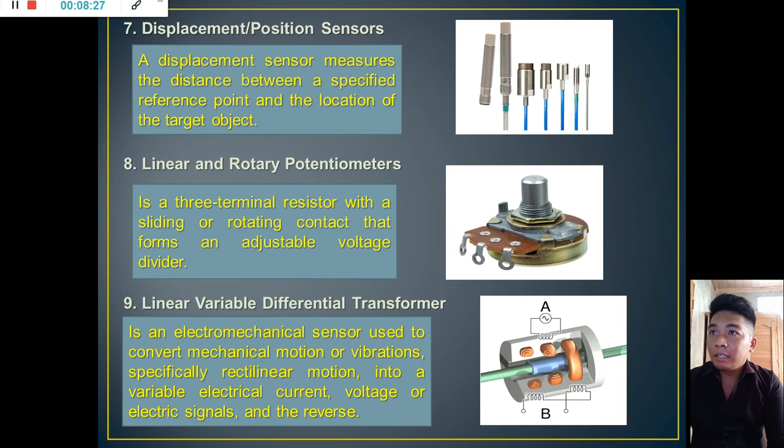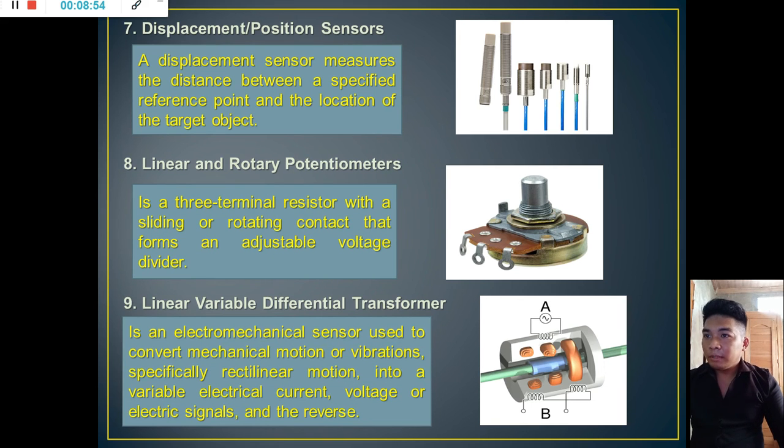So number 8 is the linear rotary potentiometer. It is a 3-terminal resistor with a sliding or rotating contact that forms an adjustable voltage divider. So it works by reducing or increasing its resistance. So if the resistance decreases, the voltage increases. If the resistance increases, the voltage decreases.